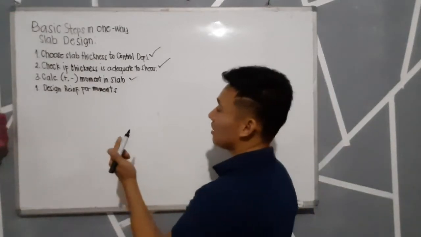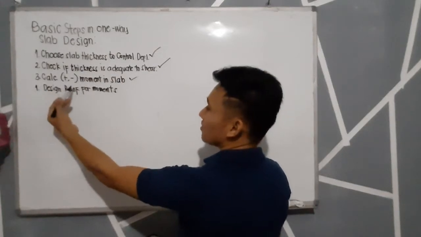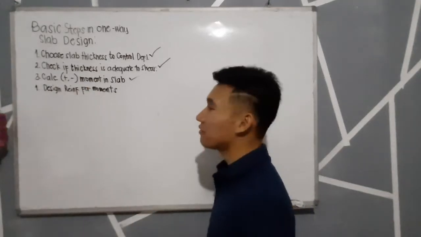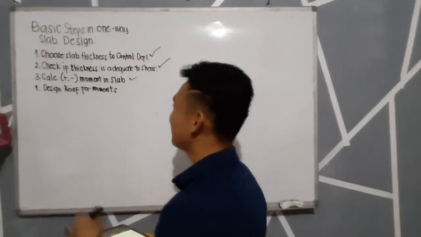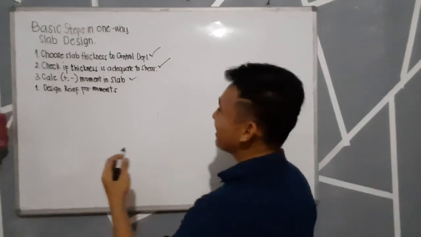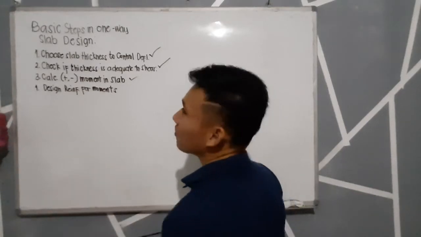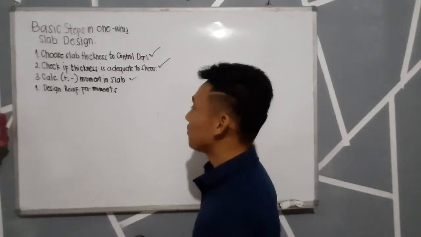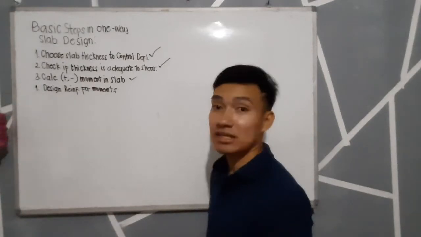We compare the values from here and from the design of reinforcement for moments, and we choose the one giving the smaller value for spacing. We all know that the closer the spacing of reinforcement is, the stronger the slab is.